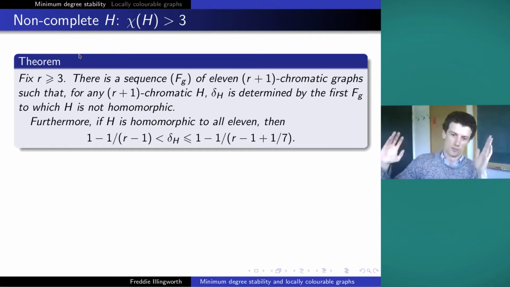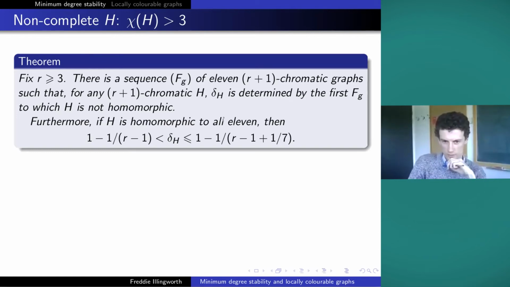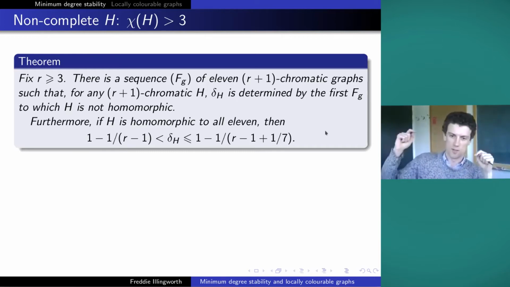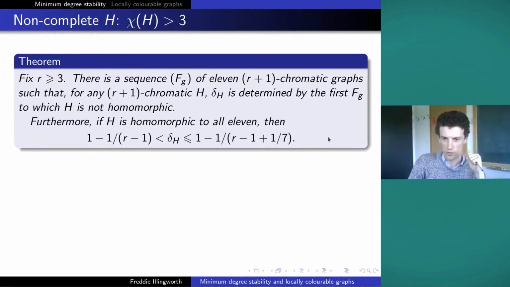So we've pushed it down. And just to give you numbers, to fix in your mind, Turán's theorem says minimum degree is at most 1 minus 1 over R. So in some sense, we've got 6/7 of the way down to just 1 minus 1 over R minus 1. So we're 6/7 of the way to determining delta H, although the last 7th will be harder than the first 6/7, one imagines.